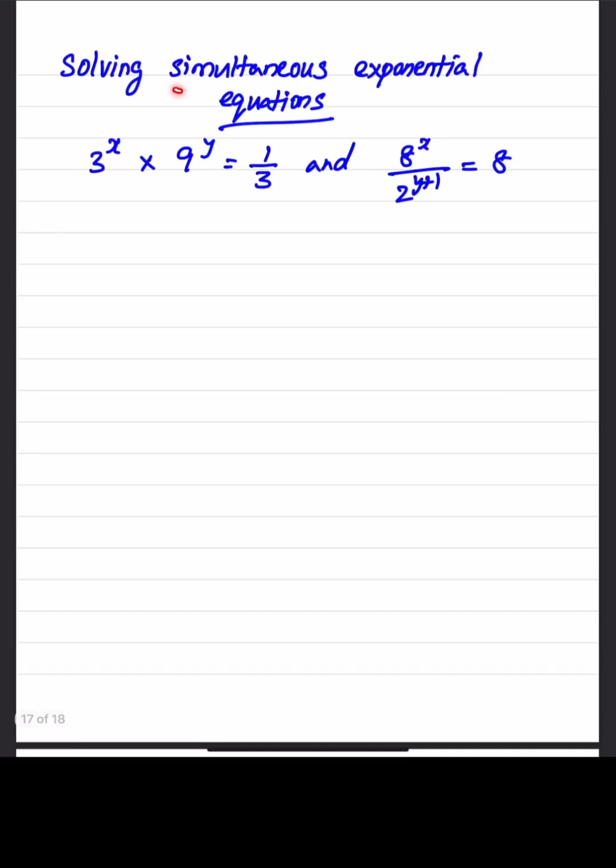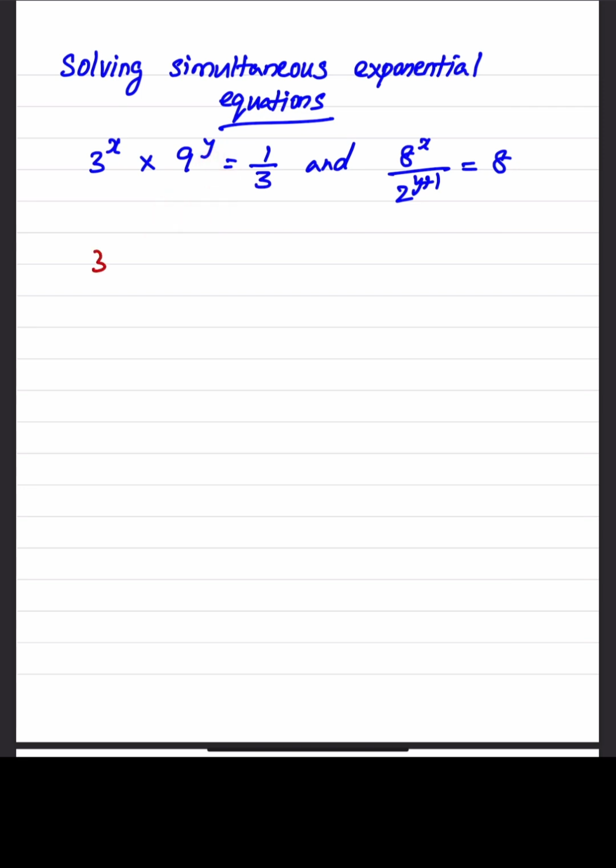We will see how to solve the simultaneous exponential equations. Two equations are given here. First we'll take this. As we have the base 3, we will change this also into base 3. 3 square is 9. So to the power y will come as we have the power y.